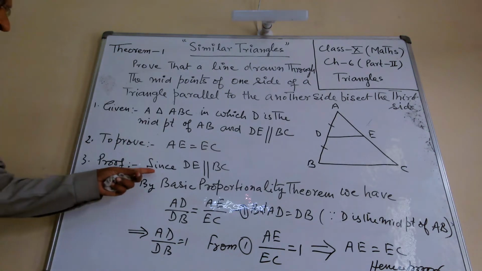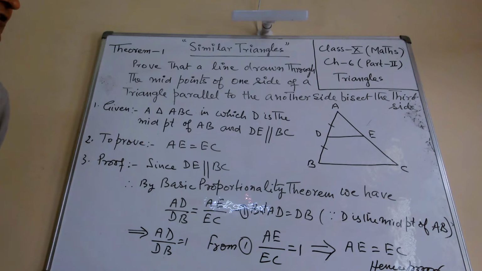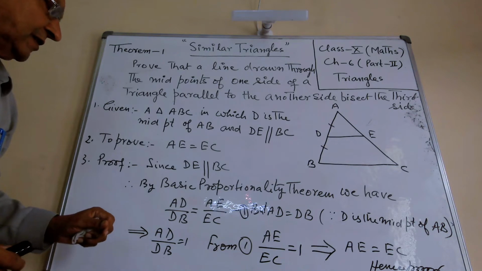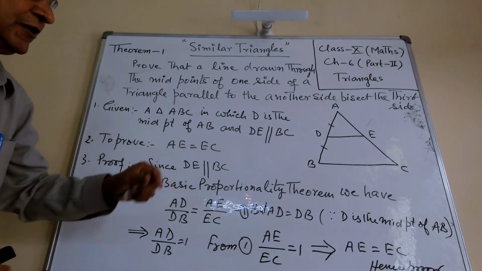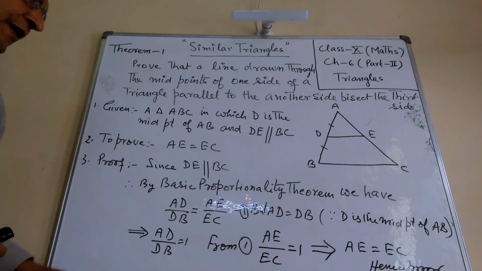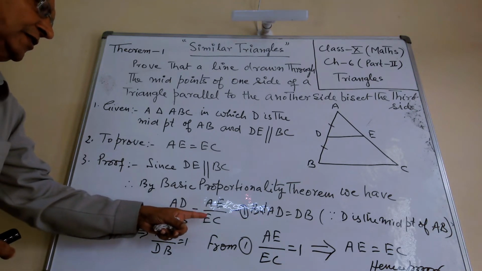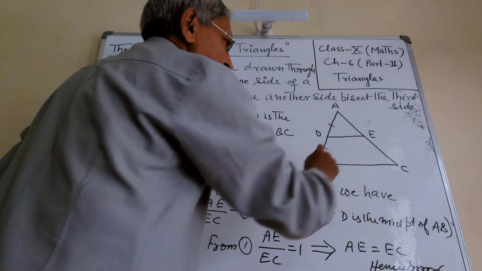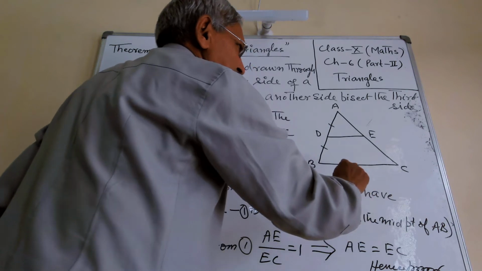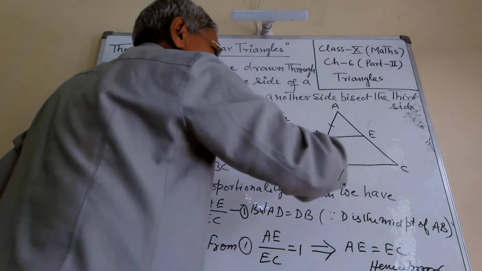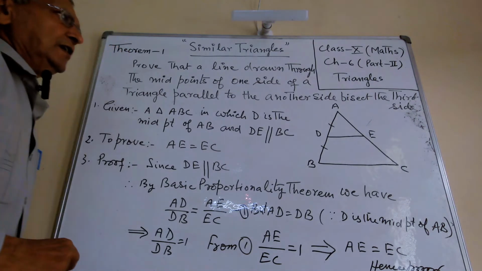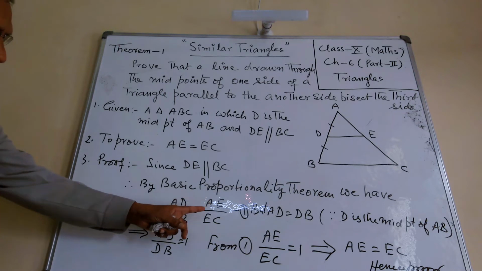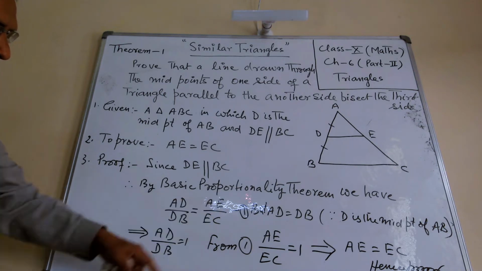Proof. Since DE is parallel to BC, my dear students, therefore by the basic proportionality theorem, we have AD upon DB is equal to AE upon EC. This is the theorem. What is the theorem? When one line DE is parallel to BC, then the portions of the other lines are in the same ratio. AD upon DB is equal to AE upon EC.